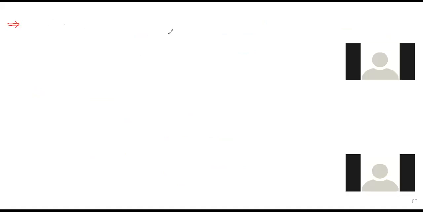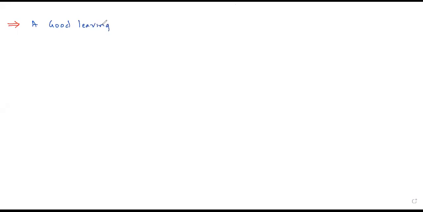See, in this case, a good leaving group is required. Why is a good leaving group required? And what is a good leaving group? Let me give you an example, taking the hydrogen halides: HF, HCl, HBr, and HI.